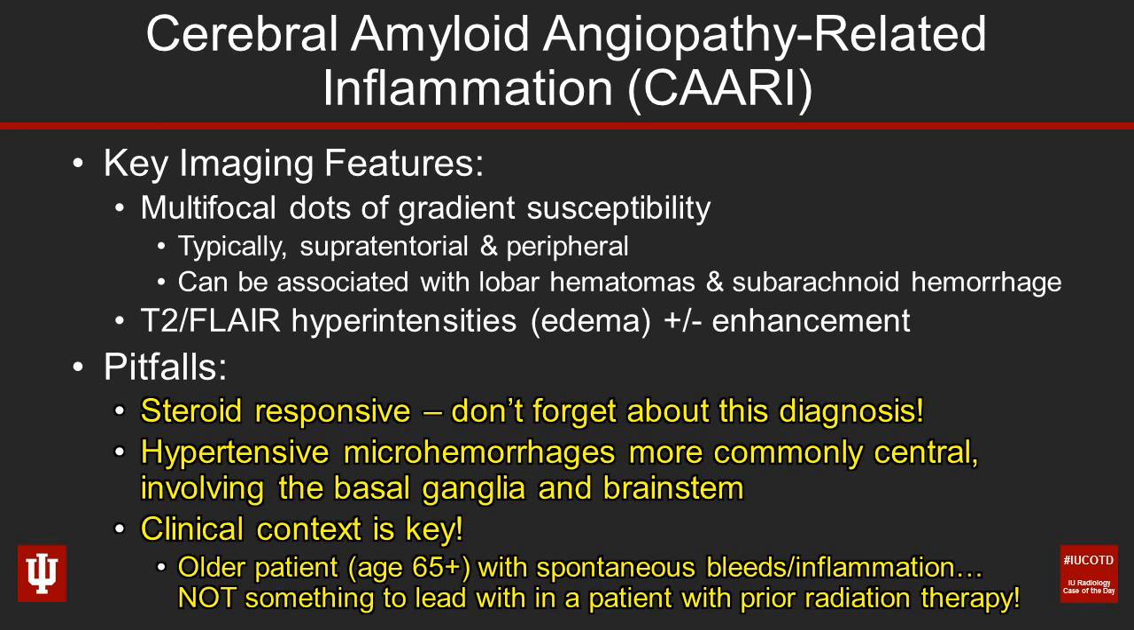If they have a history of prior whole brain radiation or even targeted brain radiation, I probably would not swing for the fences calling cerebral amyloid angiopathy, because they have such a high likelihood that it's due to radiation-induced injury instead. And then lastly, again, stressing this is a diagnosis of older patients. This is not something that we typically would even think about in a patient who's younger than age 65.